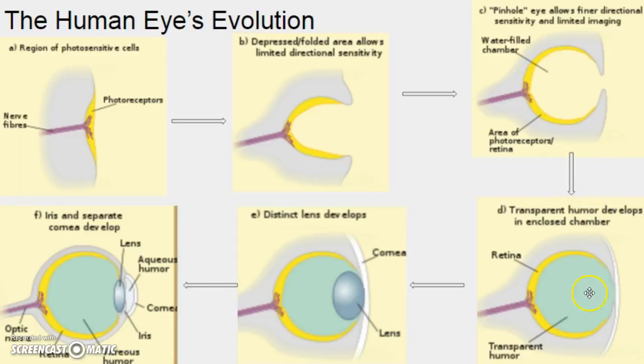We have this fluid filled, transparent chamber, called the humor, that develops in an enclosed chamber. We have the retina developing and evolving. We have a lens that develops. The lens is going to then refract the light onto the retina itself, where it can further make sense of what's going on. And this information is then sent through the optic nerve to the brain.